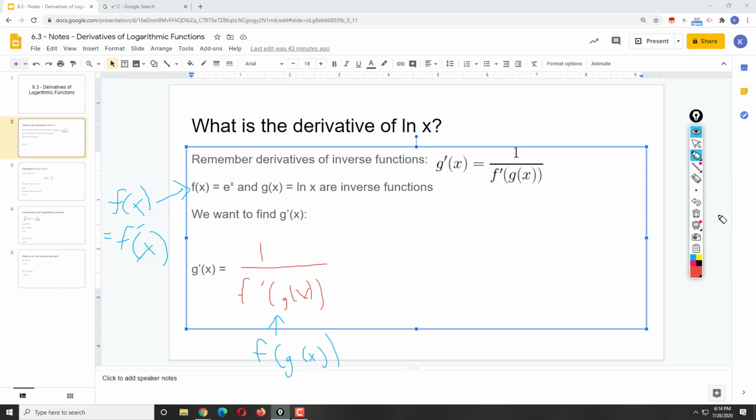Therefore, g prime is equal to 1 over f prime of g of x, which is equal to 1 over f of g of x, which is equal to 1 over f of ln x, which is equal to 1 over e to the ln x. And since e and ln x are inverses, that's just equal to 1 over x. In other words, the derivative of ln x is 1 over x.